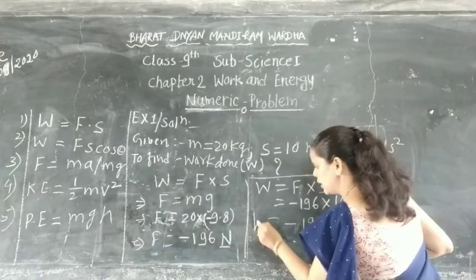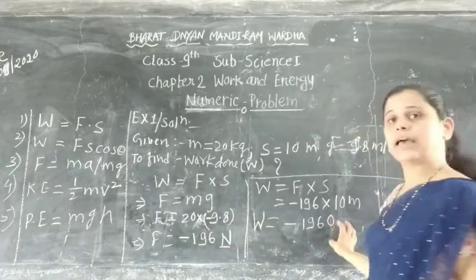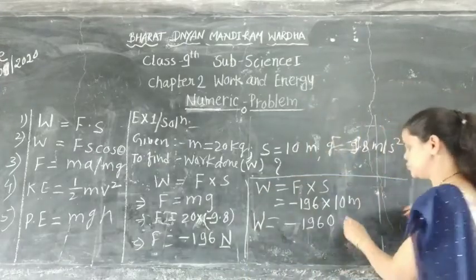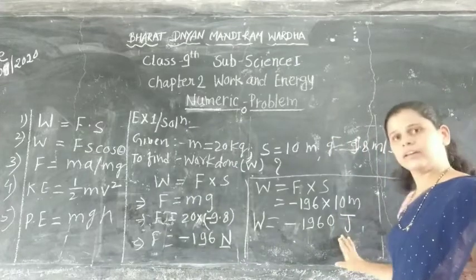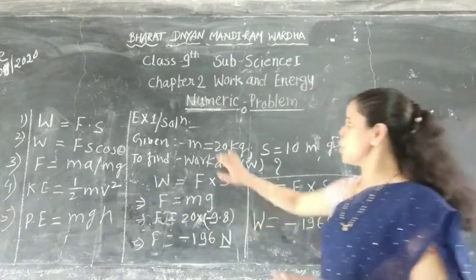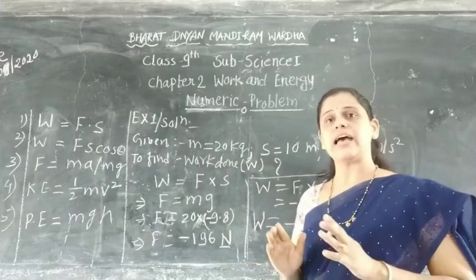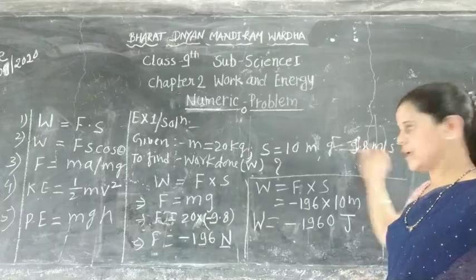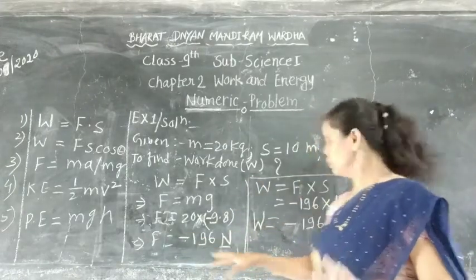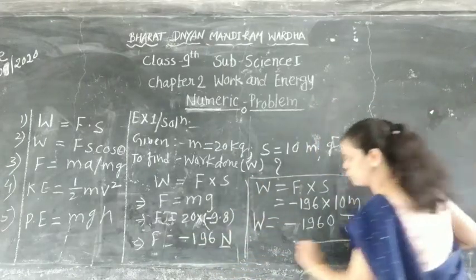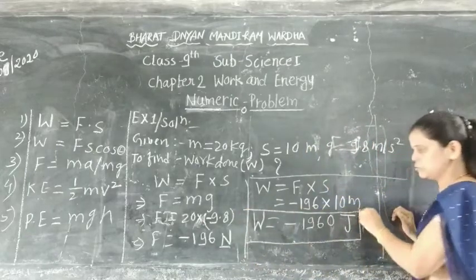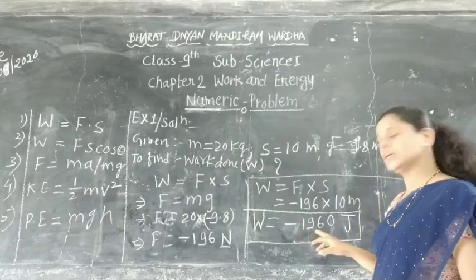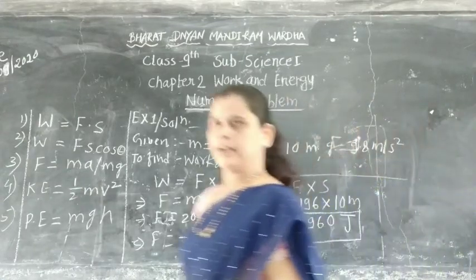1960. Then tell me, what is the SI unit of work done? So the SI unit of work done is Joule. Why do we write the SI unit of work done here? Because all the units are given in the SI system. Here kilogram, meter per second square, and the unit of force is Newton. So write down the SI unit of the work. So this is your answer. Work equals minus 1960. Understand?